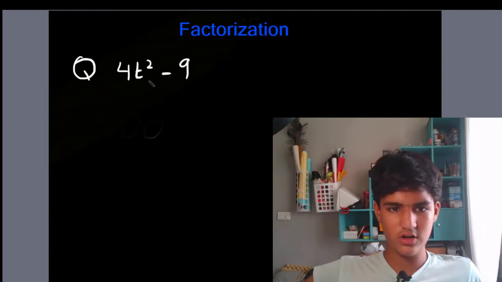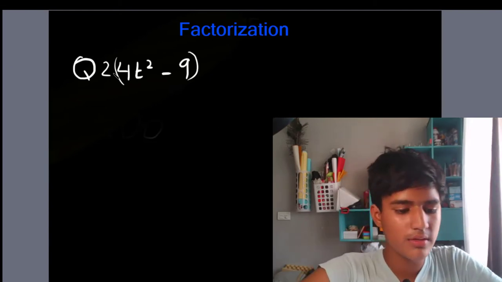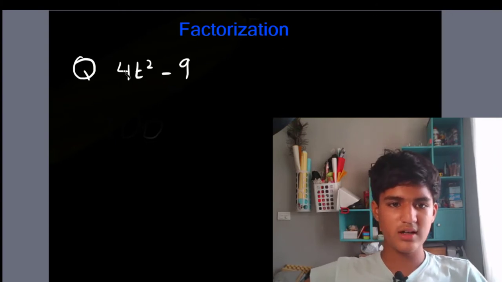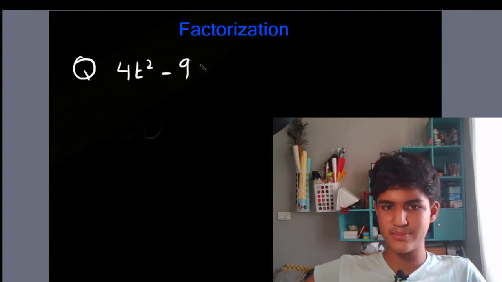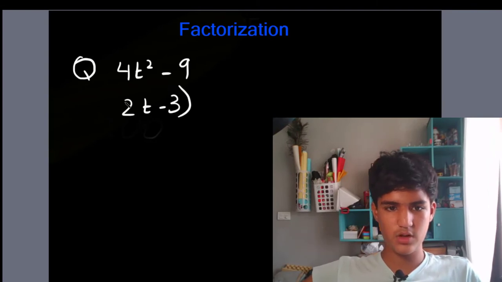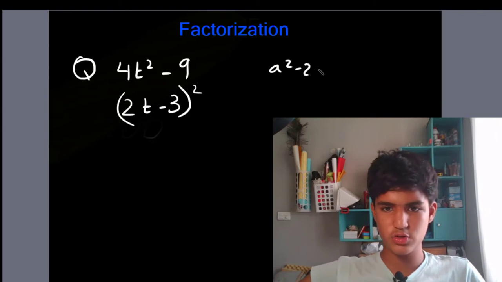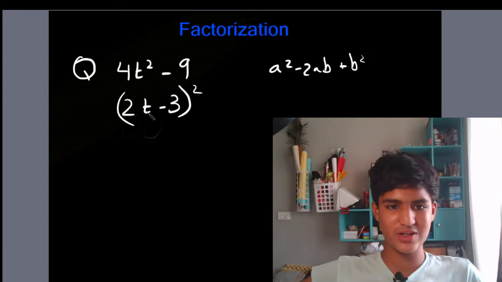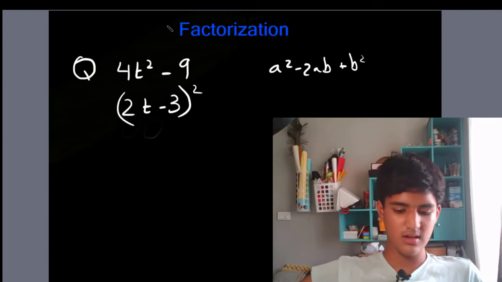Now there's not a whole lot here. We can't really take anything common in these two. So what do we do? Well, 4 is the perfect square of 2, t is already squared, and 9 is the perfect square of 3. So 2t minus 3 whole square. If you try to solve it further using the a square minus 2ab plus b square method, you will eventually end up right back at the answer of 2t minus 3 whole square. So there's no point in doing all that. The answer will stay the same.